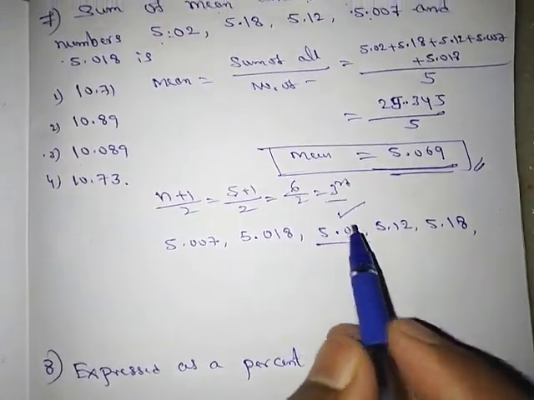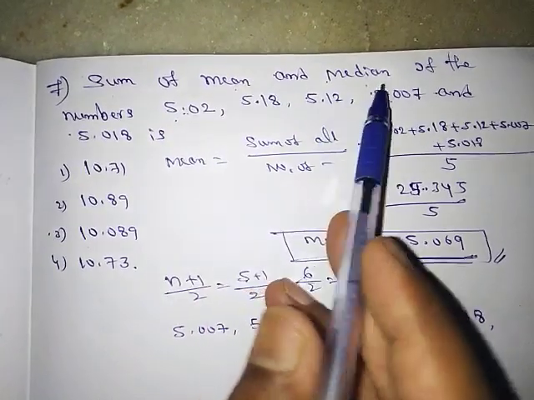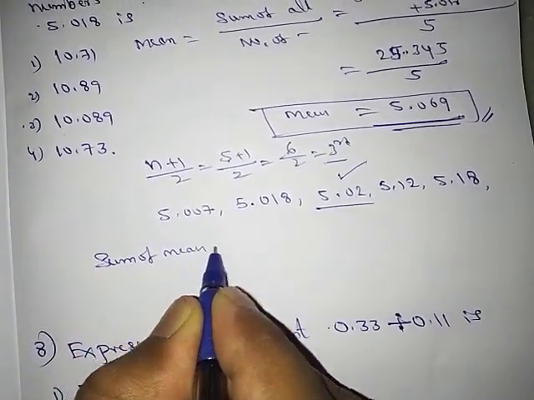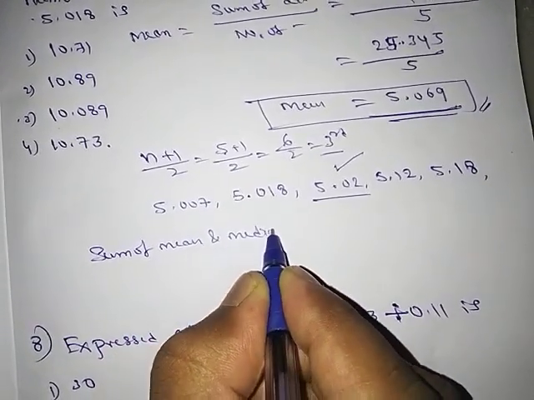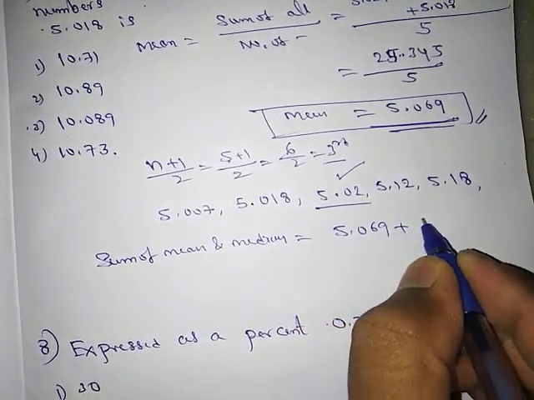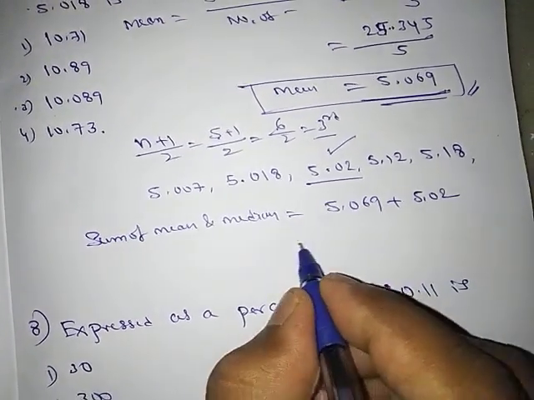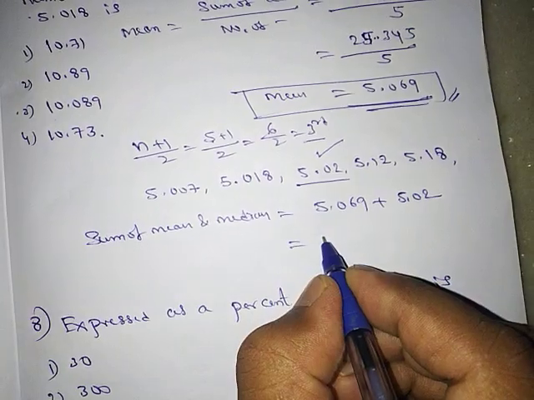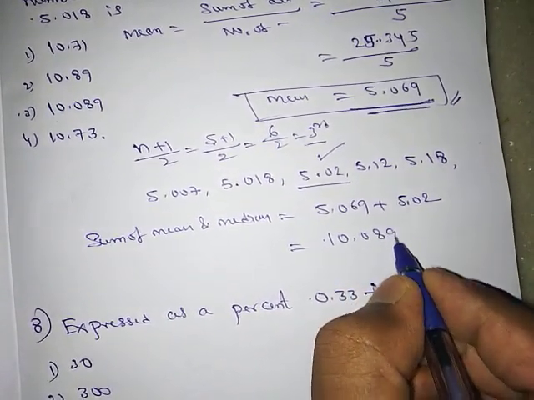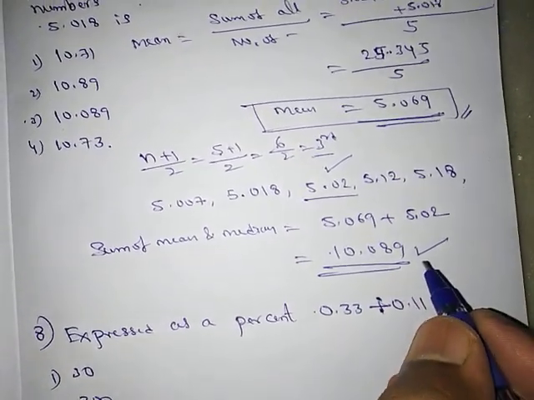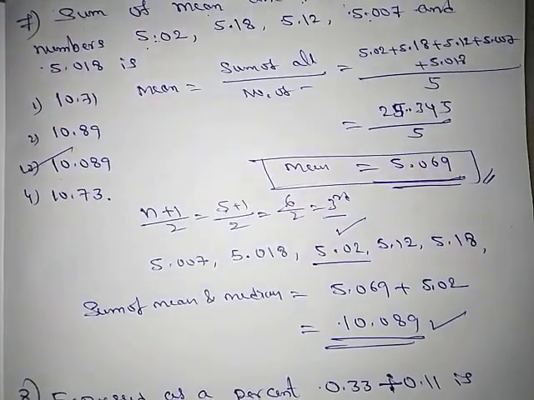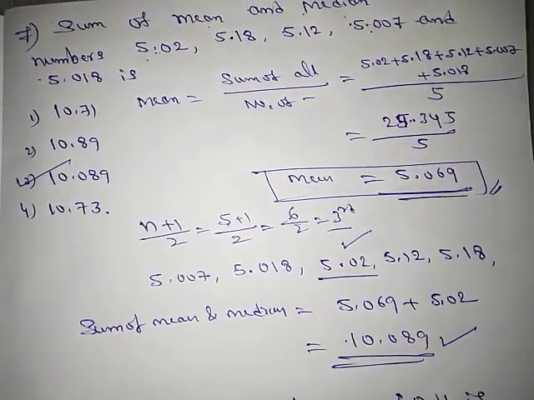So we need to find the sum of the mean and median, right? Sum of mean and median is equal to 5.069 plus 5.02. When you add these two, you will get 10.089. So this is the required answer. It is in your option 3, right? Very simple and easy. Go to the next one.